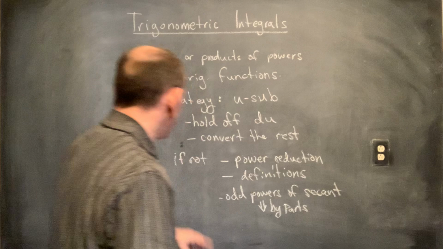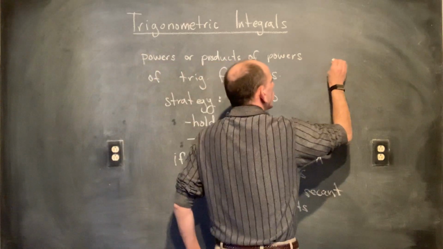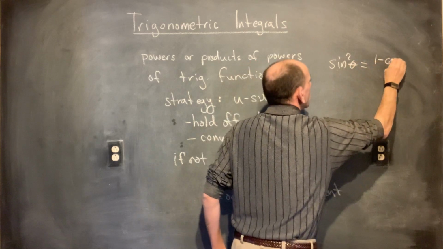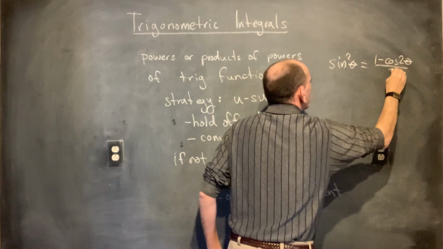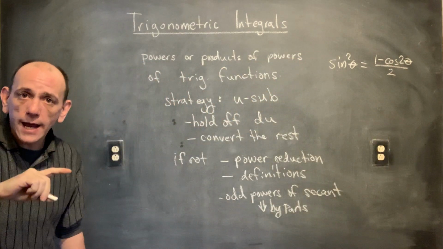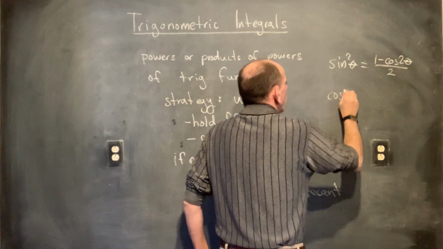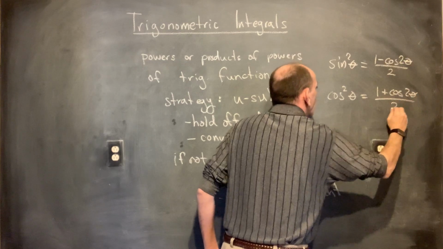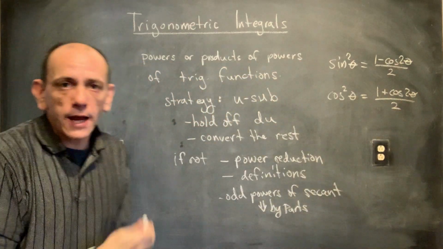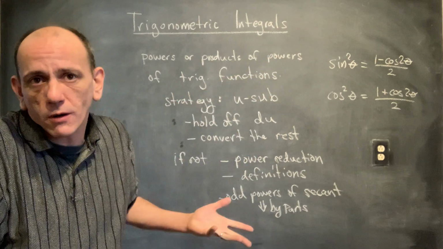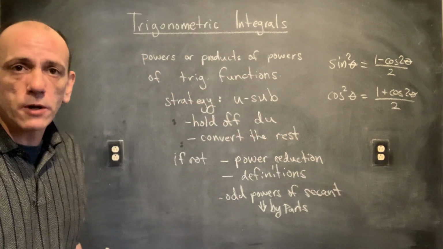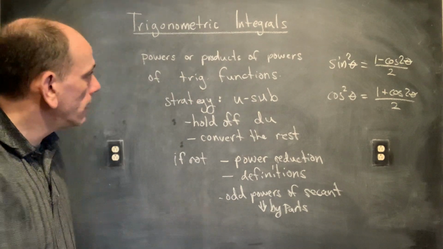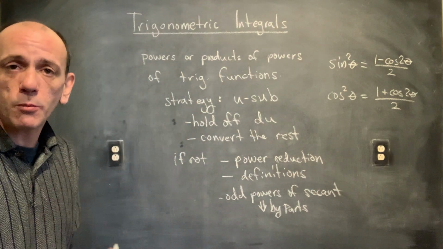Just to remind you guys, the power reduction, at least for sine squared of theta, is 1 minus the cosine of 2 theta over 2. So the sine one is the negative. Cosine squared theta is 1 plus cosine of 2 theta over 2. And then the tan squared is just the sine squared over the cosine squared. So those are the power reduction formulas that we'll resort to. If I have just an even power of sine, actually we'll do that shortly, then I'm going to reduce the power and go from there.